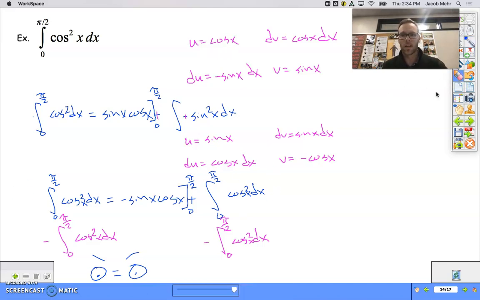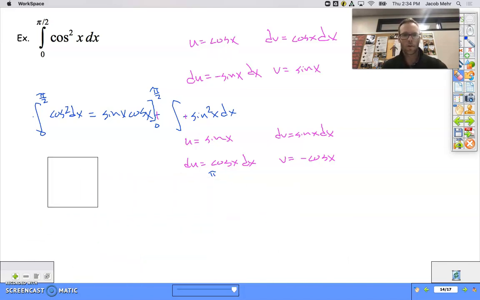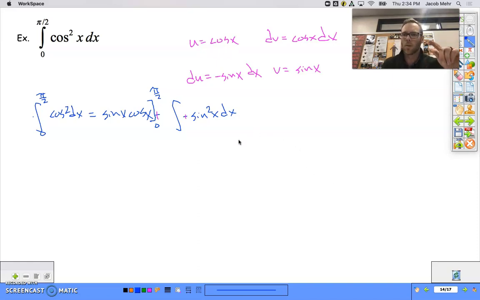So that's not good. Let's back up. My second integration by parts was not helpful. Again, I really liked when there was a minus integral of cosine squared because when I add it over, I get 2 instead of 0. So here's where we're going to look. Sine squared. Cosine squared. Is there a relationship? You better believe there's a relationship. You guys know what that is.